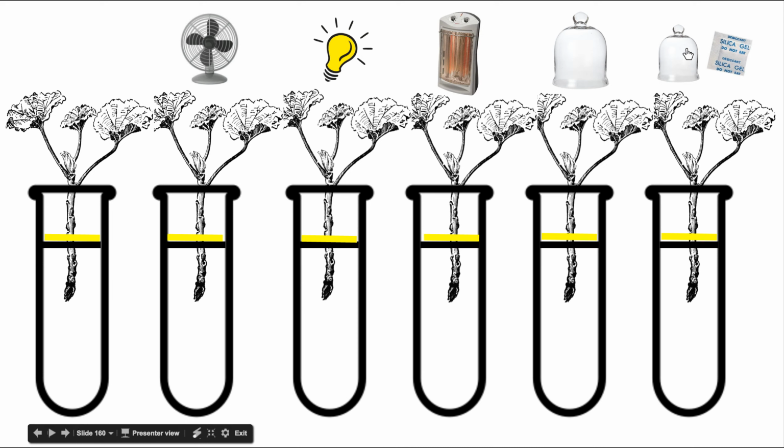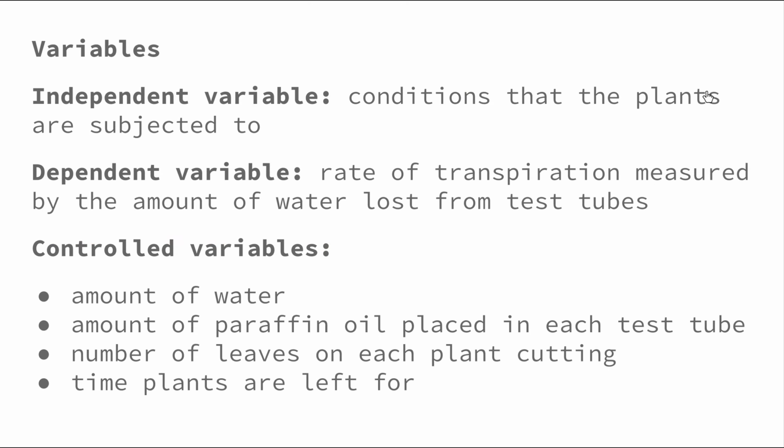The last one's going to be set up with a bell jar, but with some silica gel. And what that should do is remove the humidity from the air. So silica gel works to remove moisture, which is why you get it in boxes of shoes when you buy new shoes, so the shoes don't go moldy before you buy them. And that should get rid of the wind and just see how sunlight without any other impact affects the rate of transpiration.